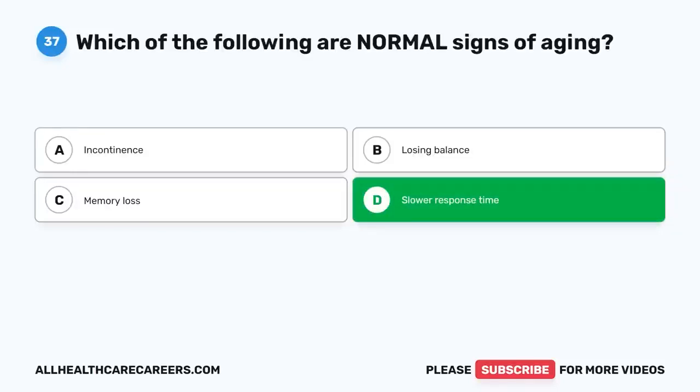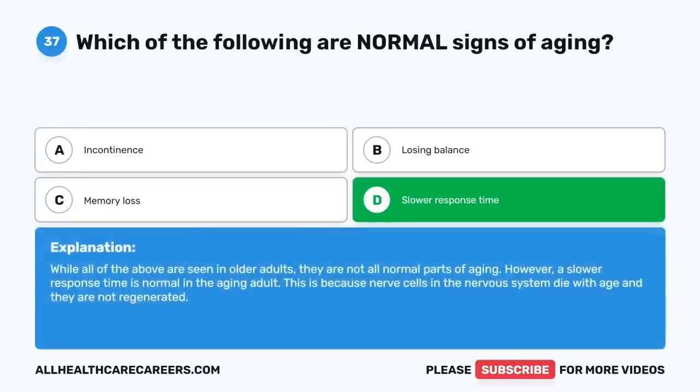D. Slower response time. While all of the above are seen in older adults, they are not all normal parts of aging. However, a slower response time is normal in the aging adult. This is because nerve cells in the nervous system die with age and they are not regenerated.